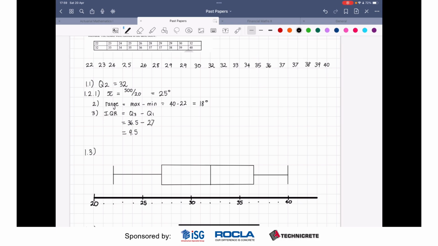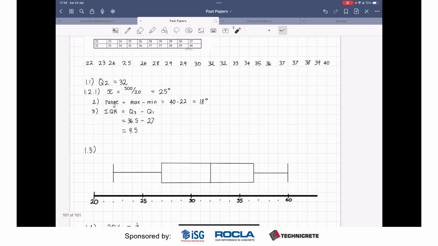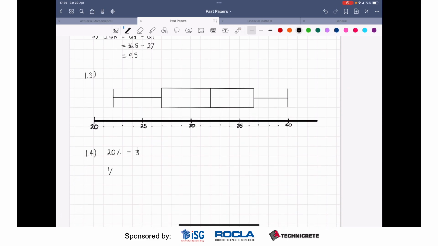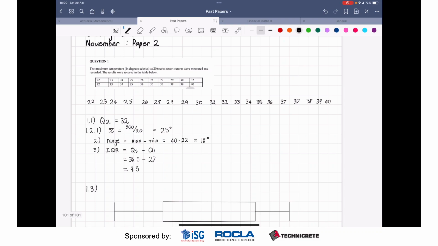So 20% is 1/5. And I had 20 tourist centers in total, right? I had 20 data points. So 1/5 of these 20 data points is equal to 4. So the 4 highest ones were temperatures that were too hot, which means that the minimum recorded temperature that satisfies this claim is 37.